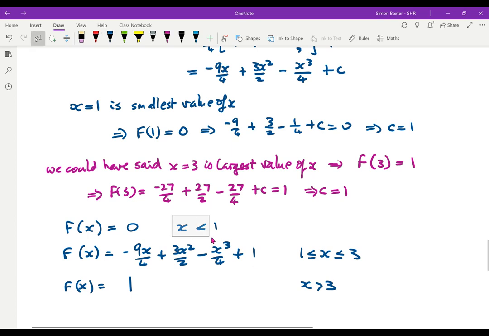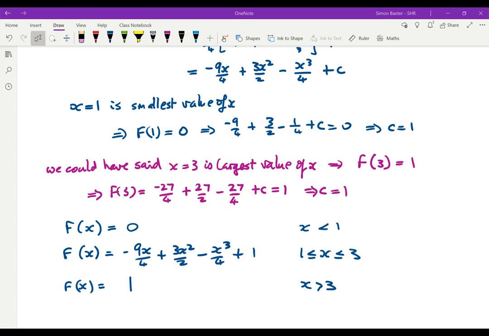So there is your full definition of your cumulative distribution function. It will always be 0 up to the first value of x. Then you have some expression that you have to find by integrating, and it will always be 1 above the largest value of x.